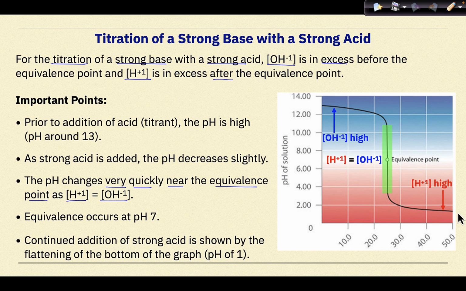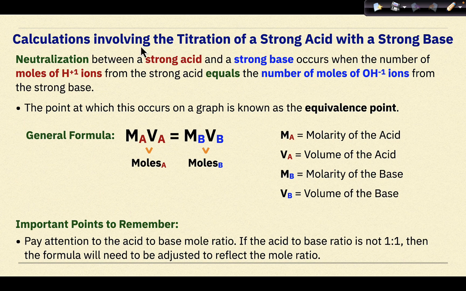The hydrogen ion concentration is in excess down here at the bottom of the graph. Calculations involving the titration of a strong acid with a strong base. Neutralization between a strong acid and a strong base occurs when the number of moles of hydrogen ions from the strong acid equals the number of moles of hydroxide ions from the strong base. The point at which this occurs on a graph, again, is known as the equivalence point.